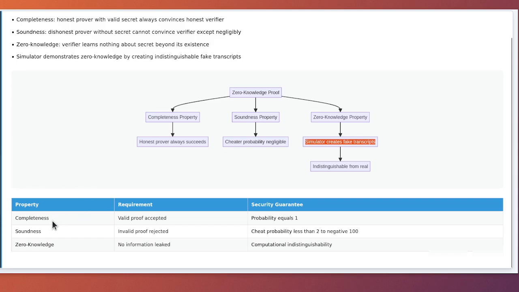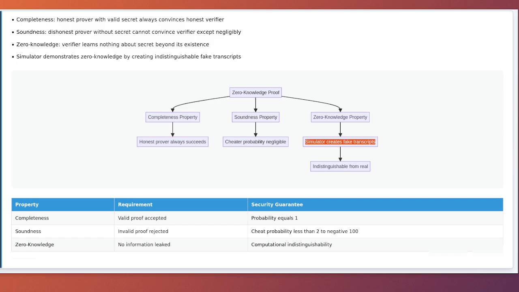Interactive zero-knowledge proofs require back-and-forth communication between the prover and verifier. The verifier sends random challenges, and the prover responds to these challenges. Non-interactive zero-knowledge proofs, or NIZKs, eliminate the interaction by using cryptographic hash functions to generate challenges deterministically. This is done through the Fiat-Shamir heuristic, which we will discuss later.